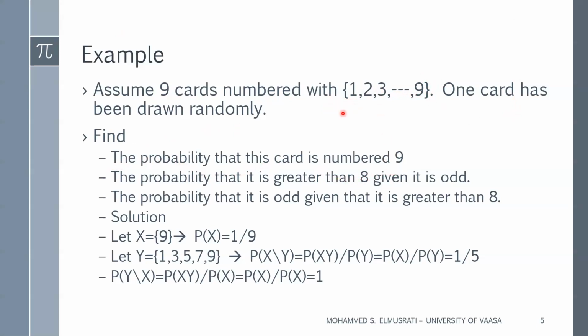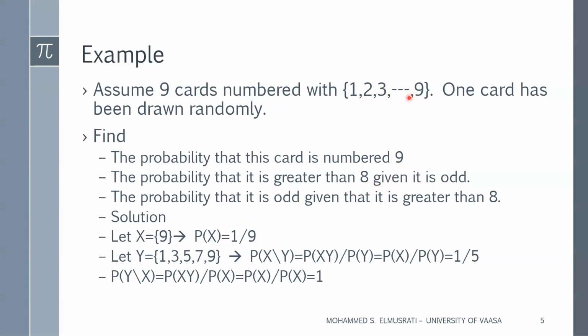Of course, because they are equally likely, every one of them should be 1 over 9. We explained this in the previous lecture: because we assumed they are equally likely, the probability of each one of them will be 1 over 9. So in this case, the probability that you will get 9 is just 1 over 9. Then, what is the probability that it is greater than 8, given it is odd?